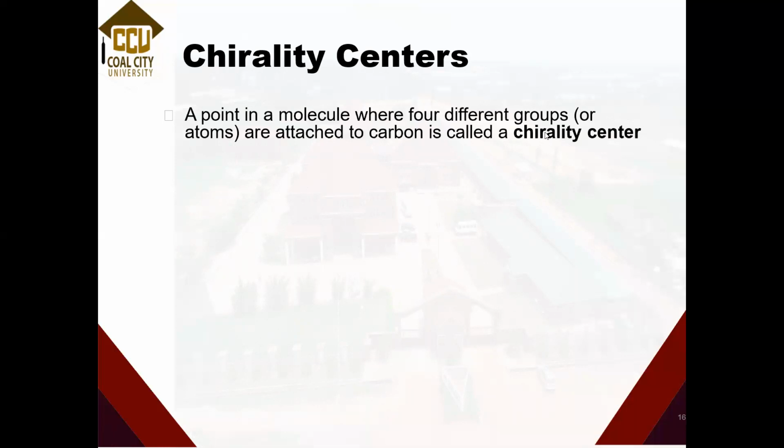You see there's one of the slides I talked about: asymmetric carbon. Asymmetric carbon is also the chirality center. The asymmetric carbon is a carbon carrying 4 different groups. Also, whenever we have a point in a molecule where 4 different groups or atoms are attached to a carbon, then we call that a chirality center.